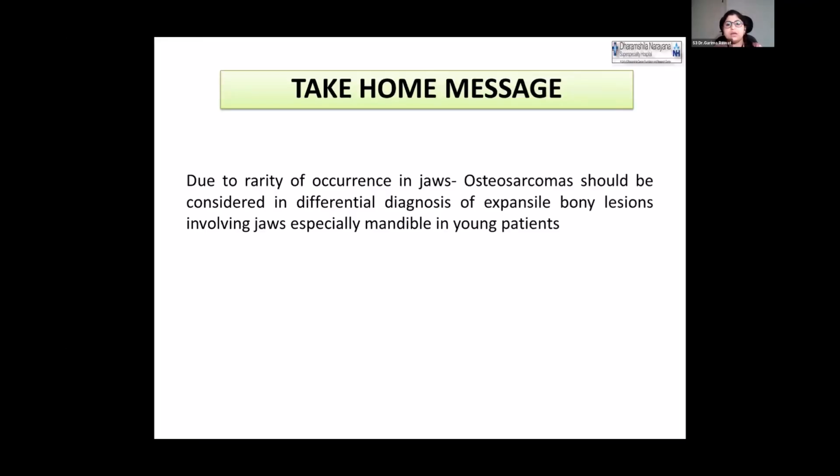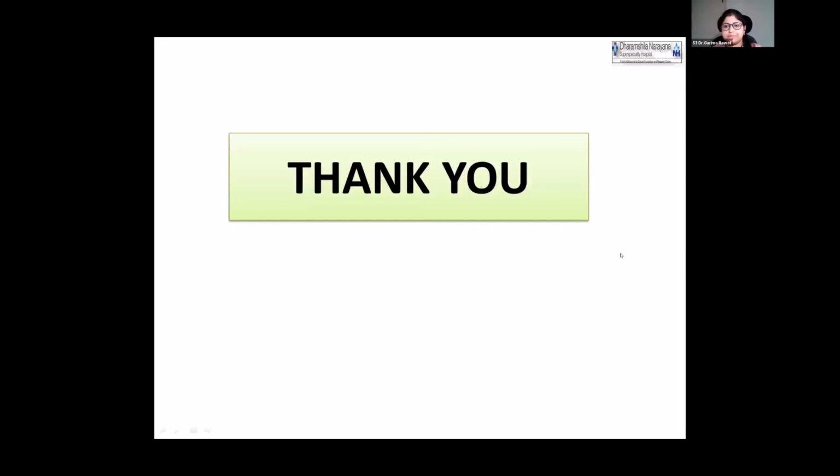So my take-home message will be that due to the rarity of these lesions in the jaws, osteosarcoma should be considered in any expansile lesion which mimics a malignancy in the jaw, especially in the mandible in the young age. In spite of the fact that large areas of cartilaginous matrix were present, a focal deposition of osteoid will still be categorized as a chondroblastic osteosarcoma rather than a chondrosarcoma, which is even rarer in the jaws. Thank you.